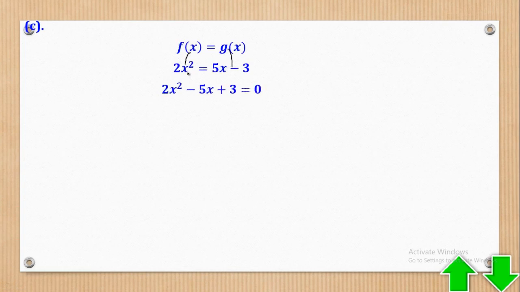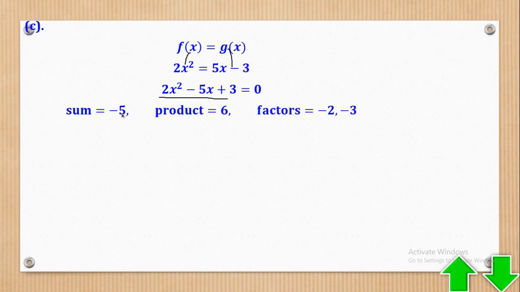So next is to put everything on one side, and we realize that this is a quadratic. So we have to first factorize by getting the factors whose sum is negative 5 and product is 6, and those factors are negative 2 and negative 3. That means that now we shall replace this one with the whole of this, negative 2 and negative 3.